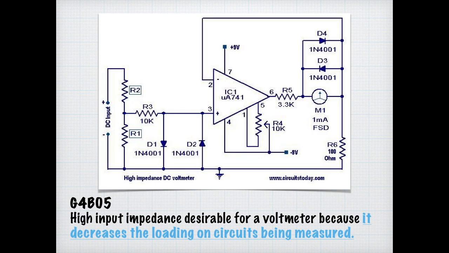Without a refresher in Ohm's law, just suffice it to say, take this at face value. For the exam, you need to know that a high impedance is desirable for a voltmeter because it decreases the loading on circuits being measured.